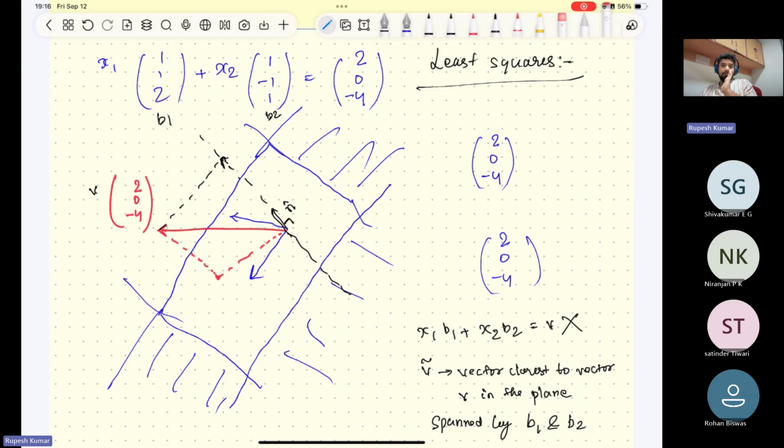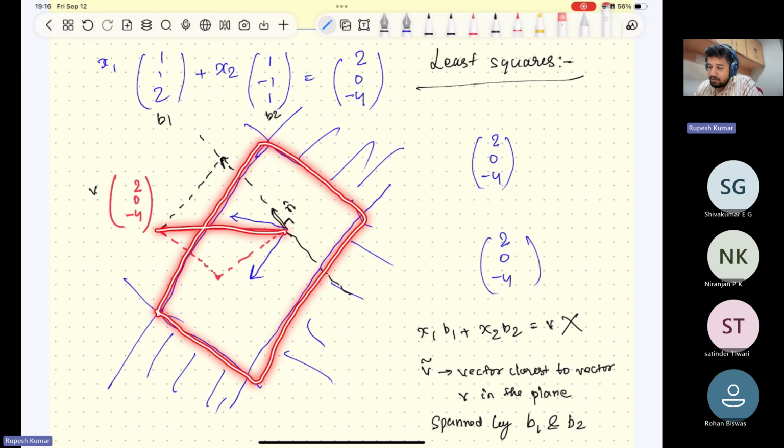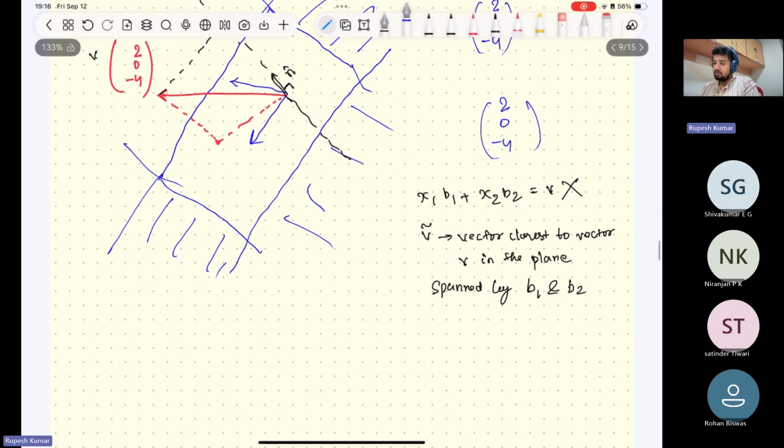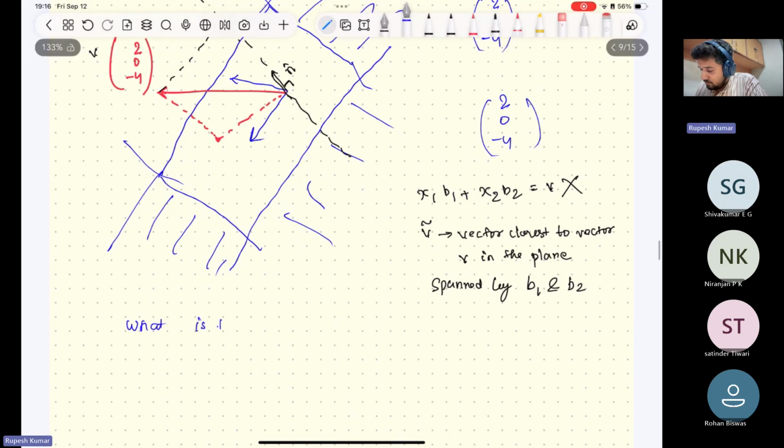So let me put up a question. Let's say you have a plane and this is the plane, and you have some vector like this. What is the vector that lies in the plane and is closest to the vector V? That is, what is the vector V tilde such that it lies in the plane?